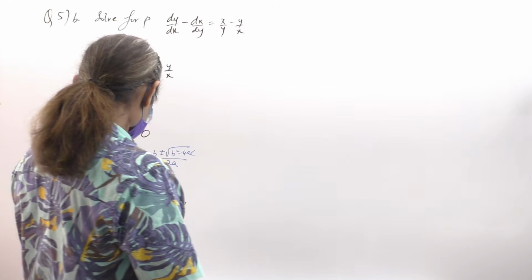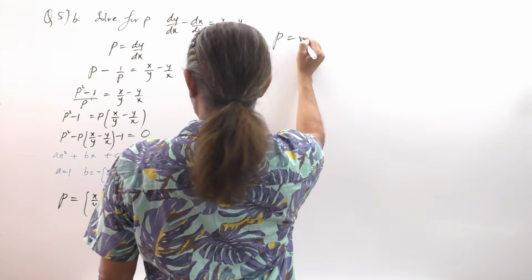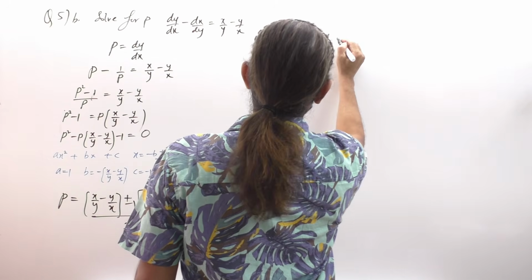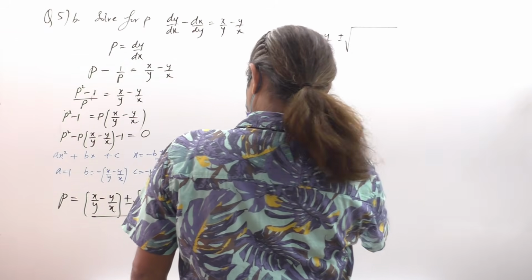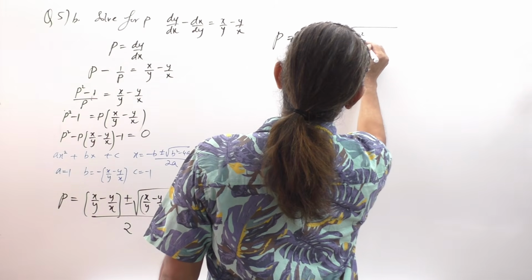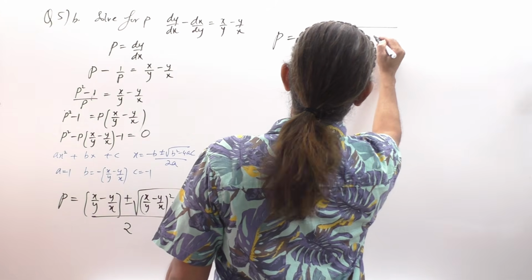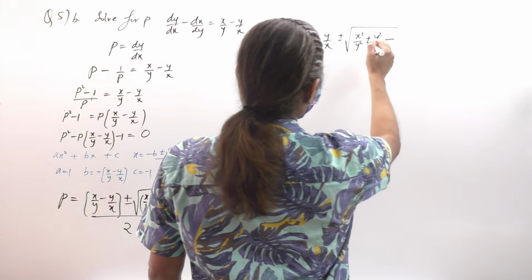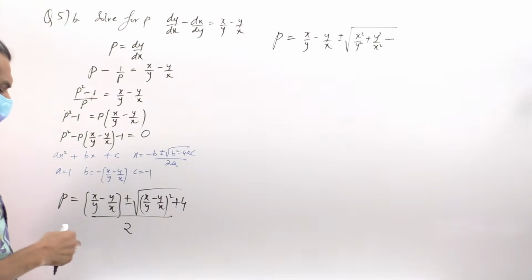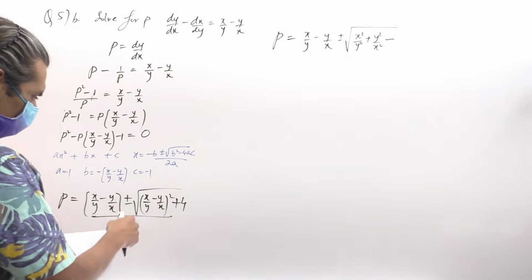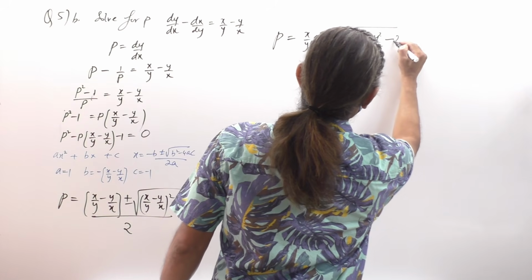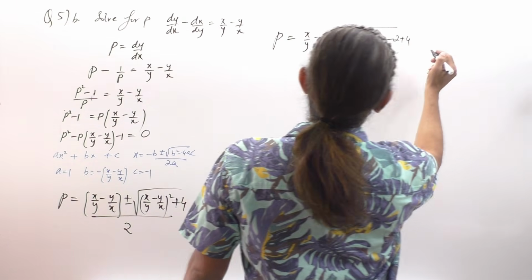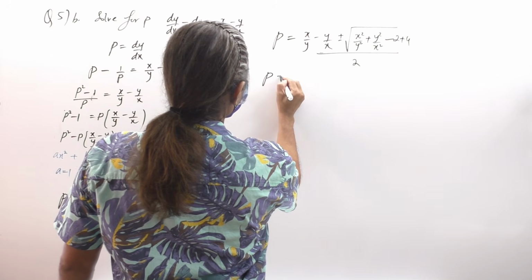So let's solve this here now. So this will be now p is equal to x by y minus y by x plus or minus root of, this will be x square by y square plus y square by x square minus 2ab. That means a minus b the whole square, a square by b square minus 2ab, x y cancels, so minus 2 plus 4 upon 2, right?